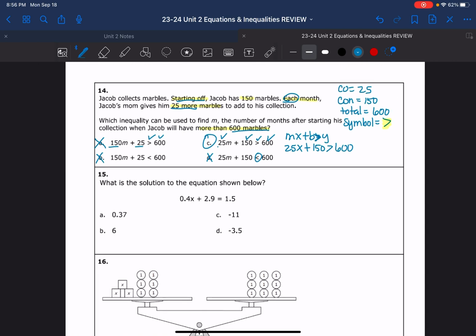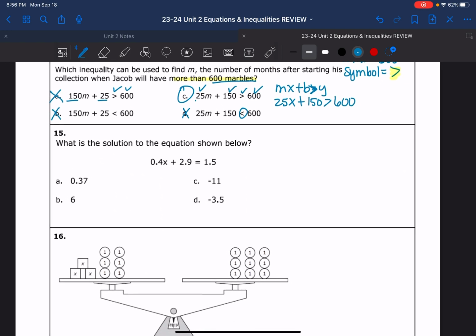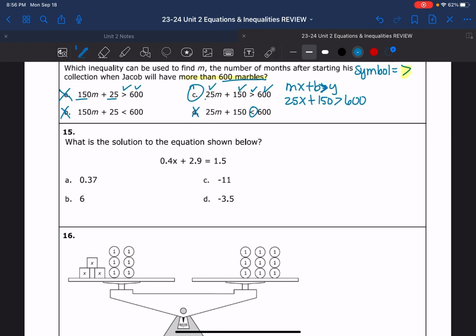All right, pause if you need to. I'm going on to number 15. What is the solution for the equation below? So here, 0.4x plus 2.9 is equal to 1.5. Again, we're working with decimals, and I know y'all don't like working with decimals. So here, we want to get rid of the positive 2.9, so we're going to subtract 2.9.